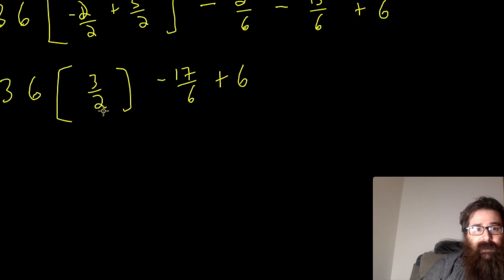36 divided by 2. I got a good feeling I can get some integer here. So 36 divided by 2 is going to give me 18.